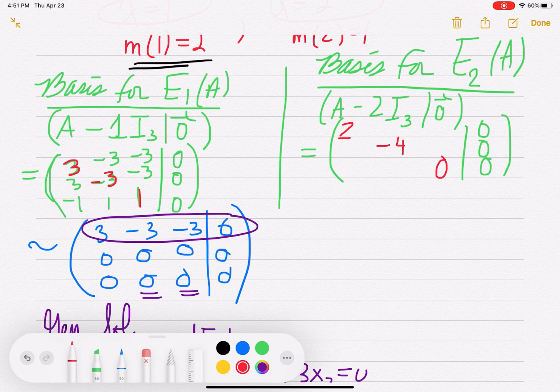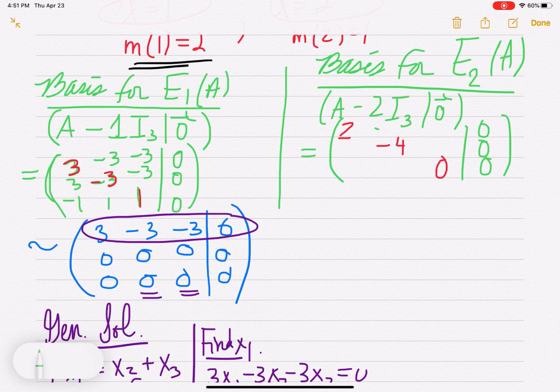And I'm going to keep my other entries the same. Now I have this written down so I don't have to look back and forth. Negative 3 was the same, negative 3 was the same, 3 was the same, negative 1 was the same, and 1 was the same. Okay, so there's A minus 2 I3 augmented with the 0 vector.